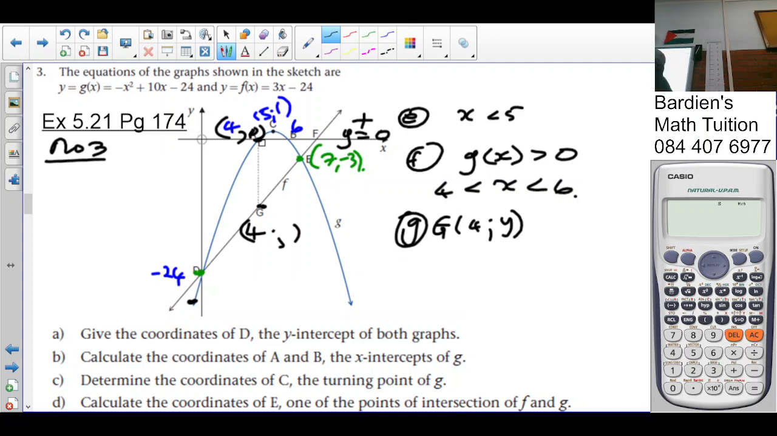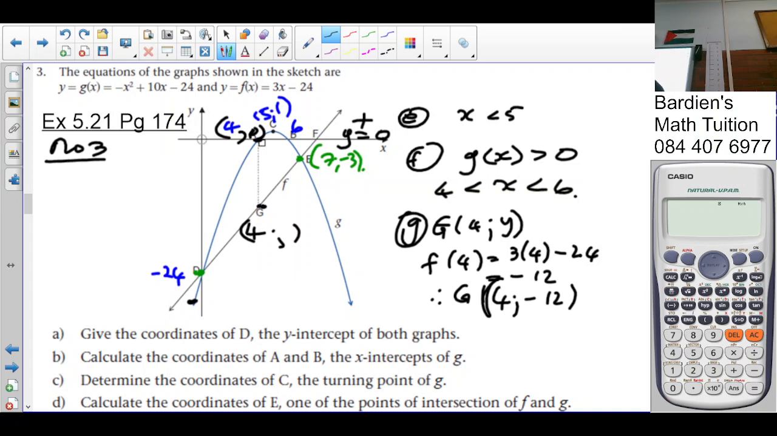So since G is on the straight line, I substitute 4 into the straight line. Can you see that, people? So I say f of 4 equals 3 times 4 minus 24, which gives an answer of negative 12. Therefore G is (4; -12). Okay. Any issues here, people? No?